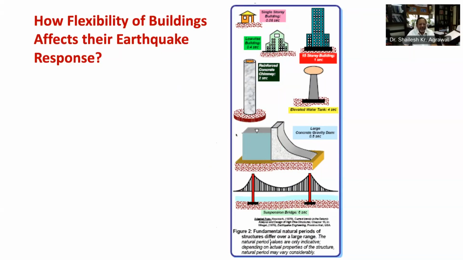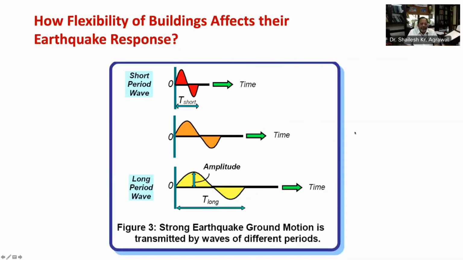Now let's understand the importance of flexibility. And for that, we need to first understand how the ground motion is transmitted to the building. And this is being explained through this figure. The ground shaking during earthquake contains a mixture of many periodic, that is sinusoidal waves of different frequencies ranging from short time period to long time period, as shown in this figure through red, orange, and yellow colors. The time taken by the wave to complete one cycle of motion is called period of earthquake waves.